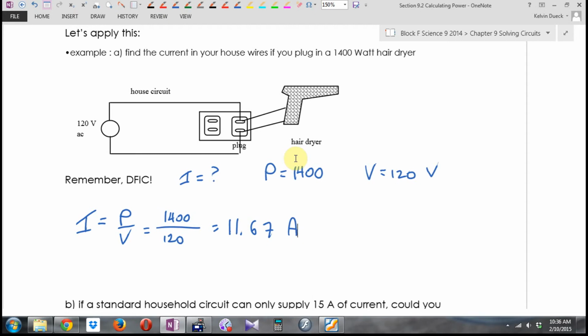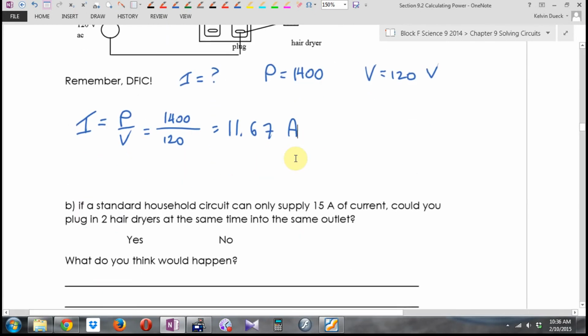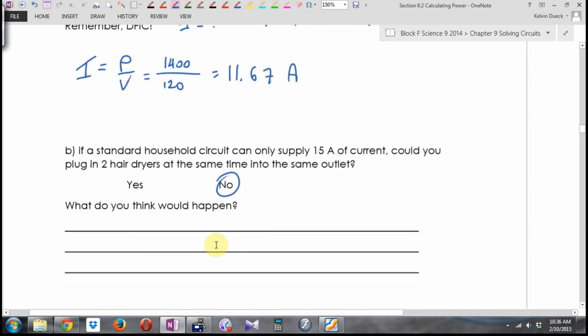And this is what happens when you blow a breaker. What you've done is you've demanded more current than the system can safely give you. It could give you more, but it would heat up the wires and fire bad, so you trip a breaker. That's a safety feature that we built in. So what do you think would happen?